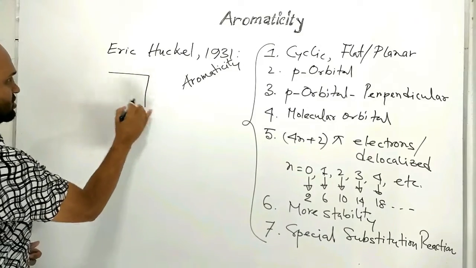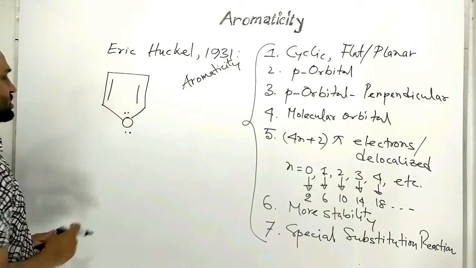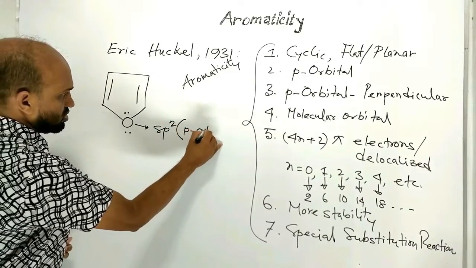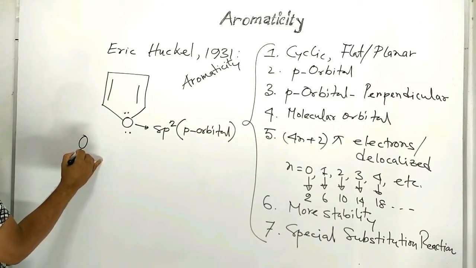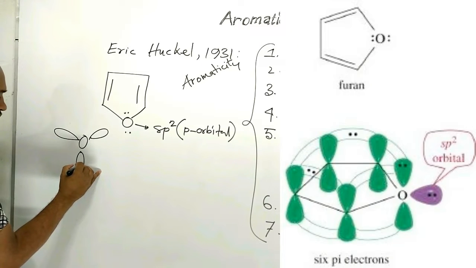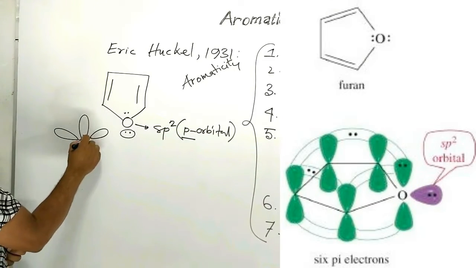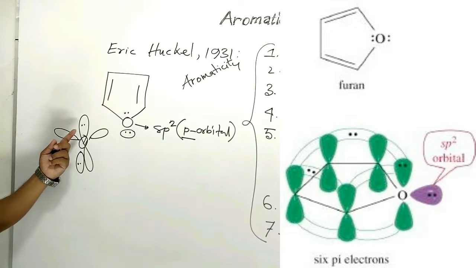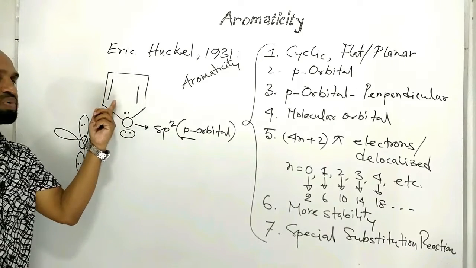Now the compound is furan. Oxygen contains two lone pairs of electrons. This oxygen is sp2 hybridized, so it has one orbital, that is an unhybridized p orbital. The orbital structure is like this: sp2 orbitals. One hybrid orbital contains one lone pair of electrons, and the unhybridized p orbital contains another pair of electrons. The lone pair of electrons that resides in the unhybridized p orbital participates in pi molecular orbital.